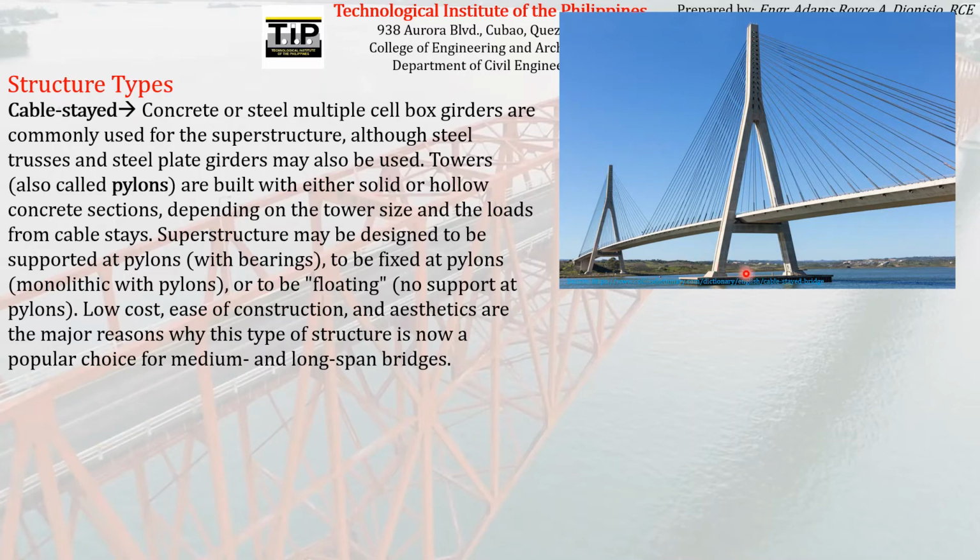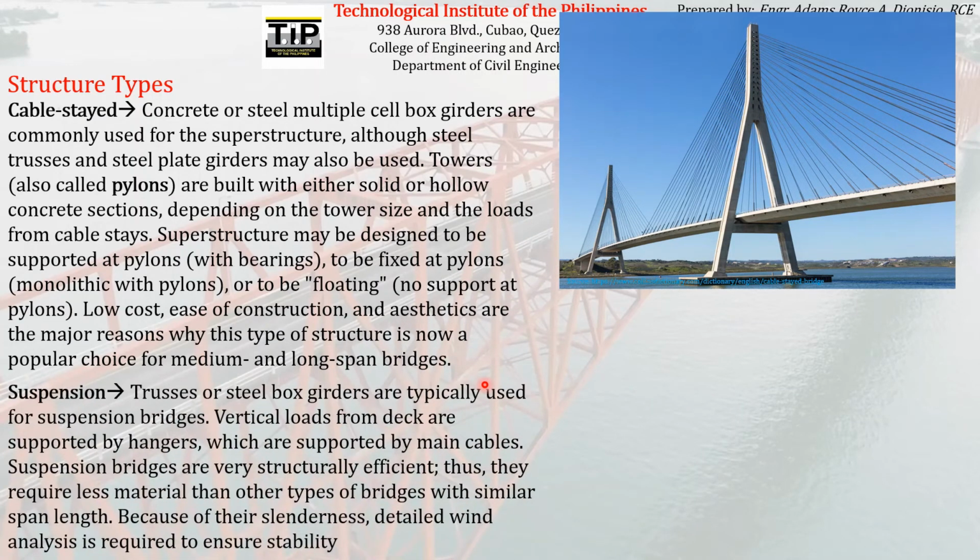So one of the advantages of using cable stayed type of bridge structure is it is good for serving long span bridges. As you can see here on the figure, cable stayed type is used to support long span bridges. Again, in a cable stayed type of bridge structure, the superstructure or the deck is being supported by cables that are attached to a tower or a pylon. So that is another type of bridge structure, cable stayed type.